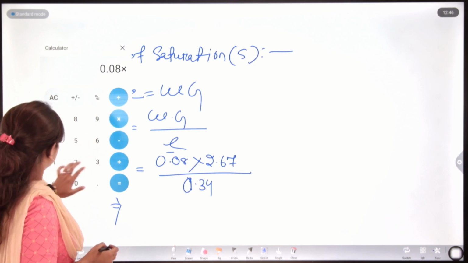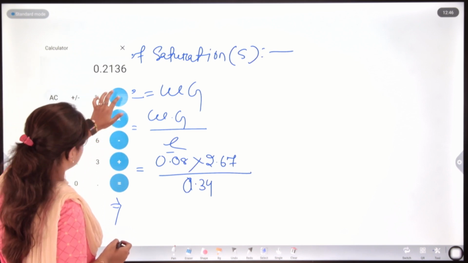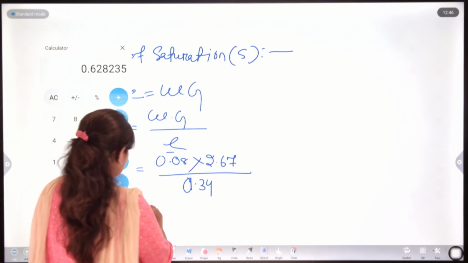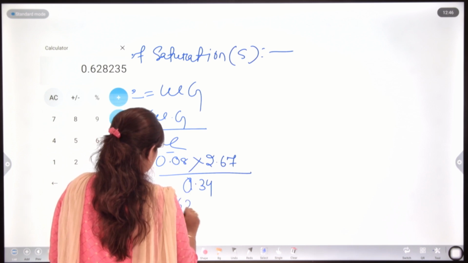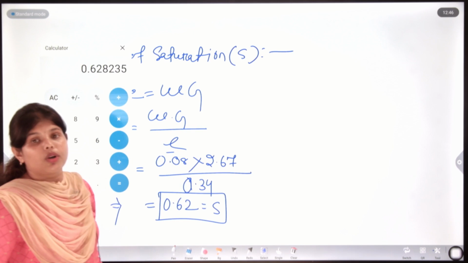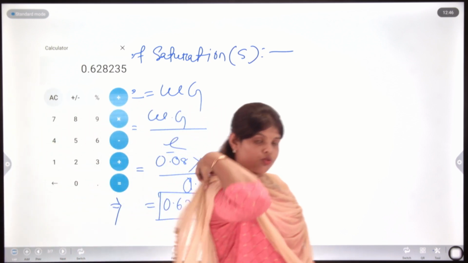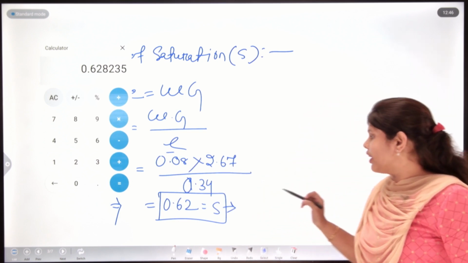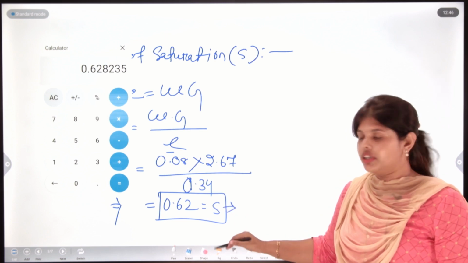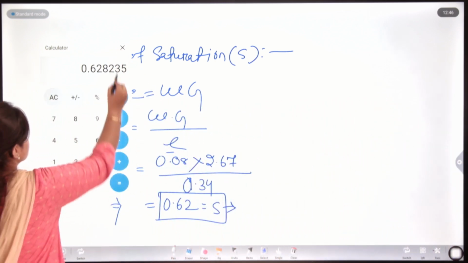So, 0.08 into 2.67 upon 0.34 is your 0.62. We can correct this. How? We know that S should lie between 0 to 1. S cannot be greater than 1. So, we can recheck by this.